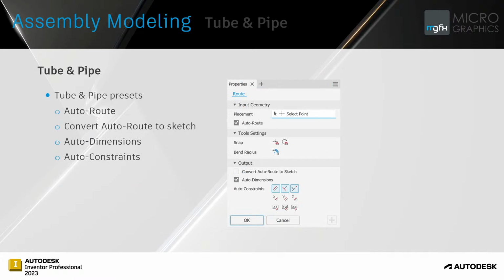Right. In the tube and pipe environment, you'll find that there are now presets here for auto routing. You can convert auto route to a sketch. Right, so if you need any lines on that auto route that the tube and pipe environment has made, you can convert that to a sketch. You can also have auto dimensions and auto constraints, so it would automatically constrain using certain default parameters such as parallel, perpendicular, or collinear, and etc. So that's the new features you find in the tube and pipe routing dialog box.